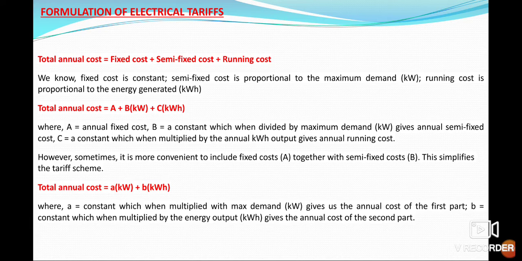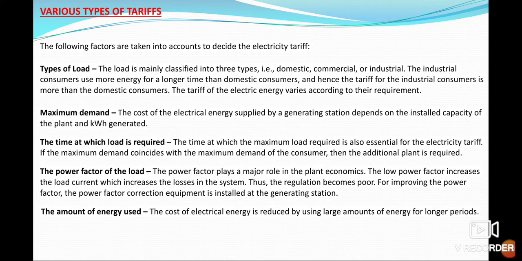However, sometimes it is more convenient to include fixed cost together with semi-fixed cost. This simplifies the tariff scheme. So the total annual cost can be represented in this case as A plus B, where A is a constant which when multiplied with maximum demand gives us the annual cost of the first part, and B is the constant which when multiplied by the energy output gives the annual cost of the second part.